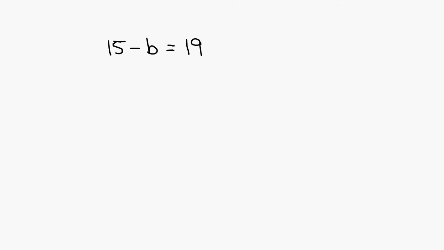you're trying to isolate this right here, this negative b. Which means that this positive 15 is on the same side as the negative b. So the first step in a problem like this is to subtract 15 from each side. These 15s cancel each other out.